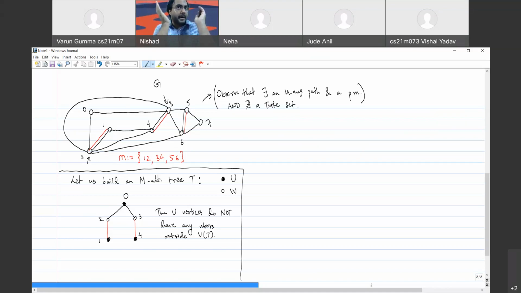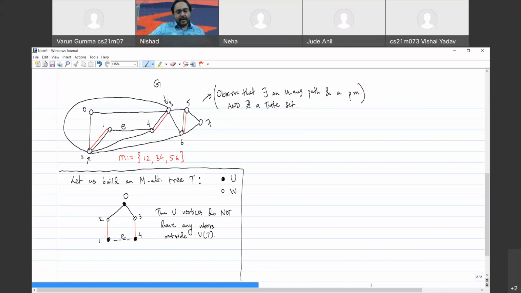But this is not the bipartite case. We have a situation here which is the edge 1, 4 joining these 2 black vertices. Let me call this edge E. Is everybody with me? Yeah.